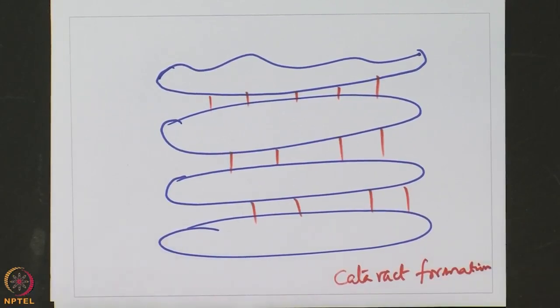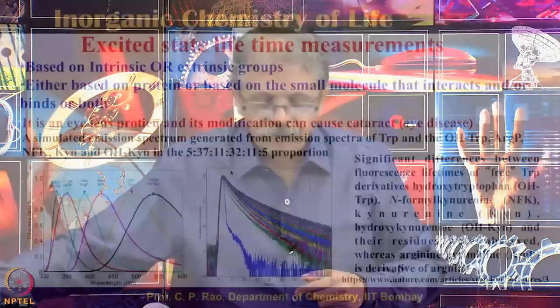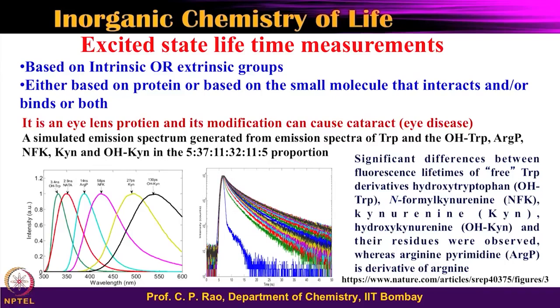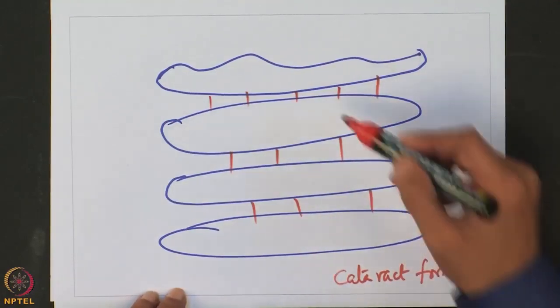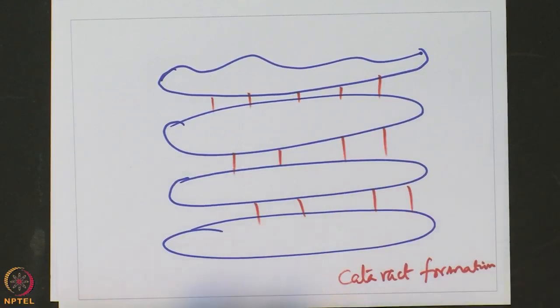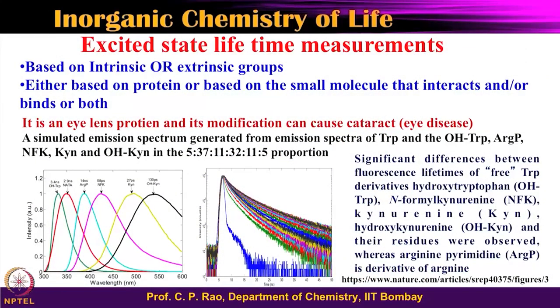So this is the disease, and we as chemists can identify such kind of things. You can identify such things because when something is modified, the modified portions have different dynamics, therefore different lifetimes. When they are connected together, the lifetime will also change. So here we have shown some example when some modifications are brought in. As you can see in this particular lens protein, there are some modifications: simple tryptophan, hydroxytryptophan, arginine, a variety of these modifications. It is not necessary for us to know at this time what these modifications are. All that we know is that these amino acid side chains are modified.